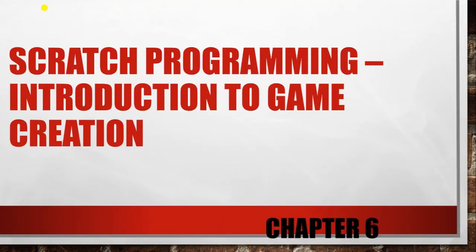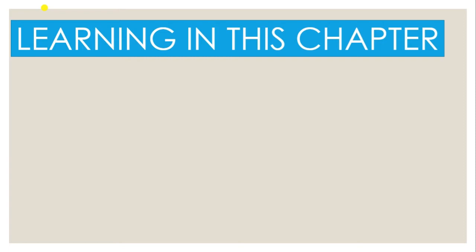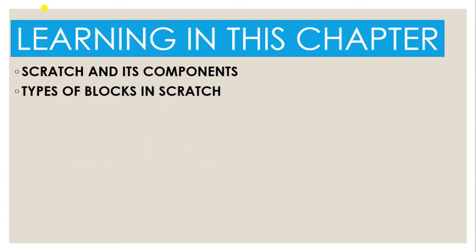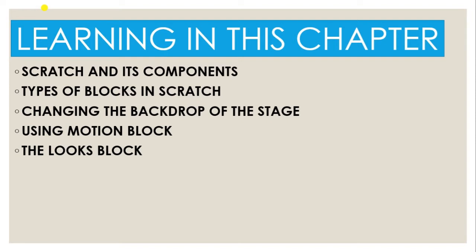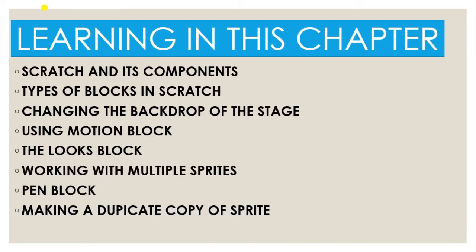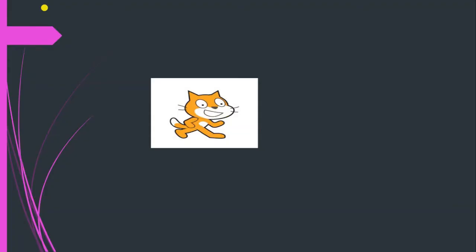Today we are going to discuss your chapter 6, Scratch Programming: Introduction to Game Creation. In this chapter we are going to discuss Scratch and its components, types of blocks in Scratch, changing the backdrop of the stage, using the motion block, the looks block, working with multiple sprites, the pen block, making a duplicate copy of a sprite, and lastly the sound block.